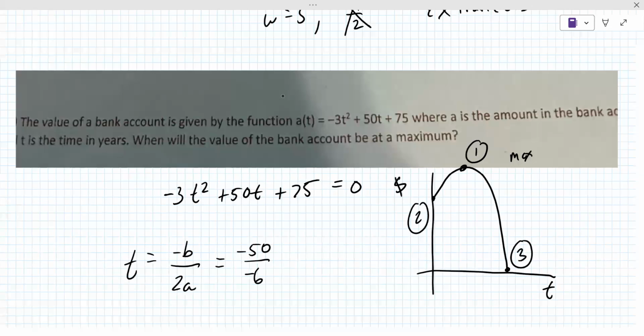Okay, but that's just the t value. You have to put that back into the original to get the value where it occurs. Let me get my calculator.